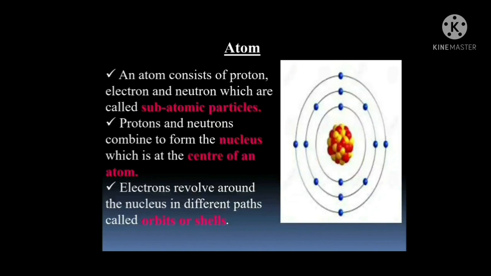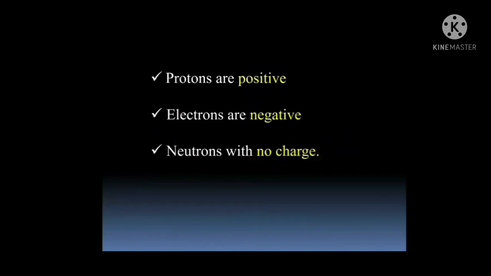Now we'll see the charges of these subatomic particles. First, protons are positively charged particles. Electrons are negatively charged particles, and the neutrons have no charge. That is, it is a neutral particle. So protons are positively charged, electrons are negatively charged, and the neutrons have no charge.